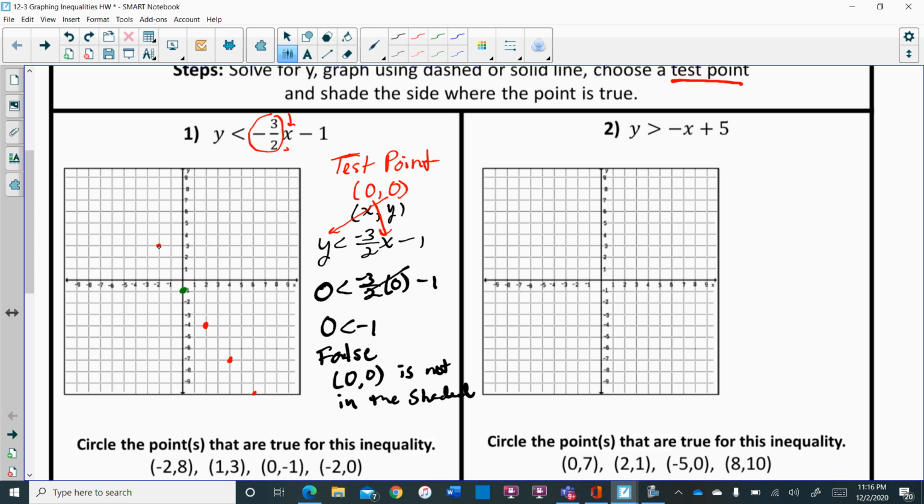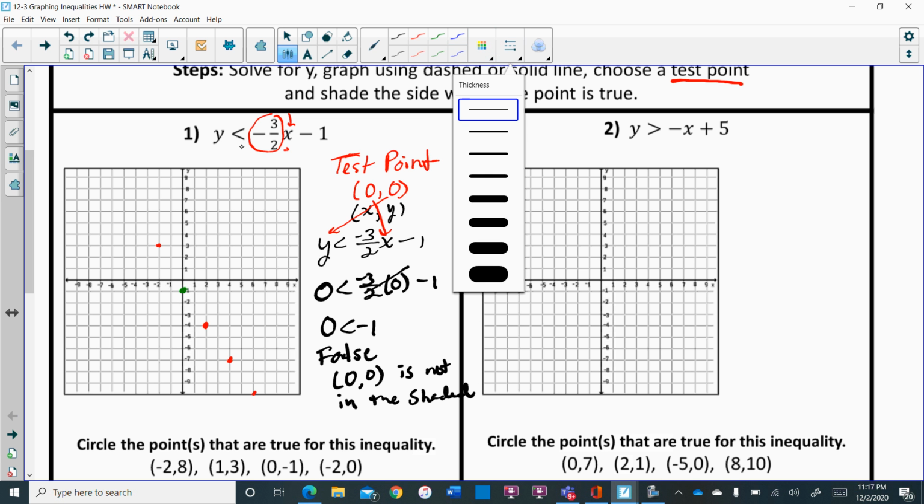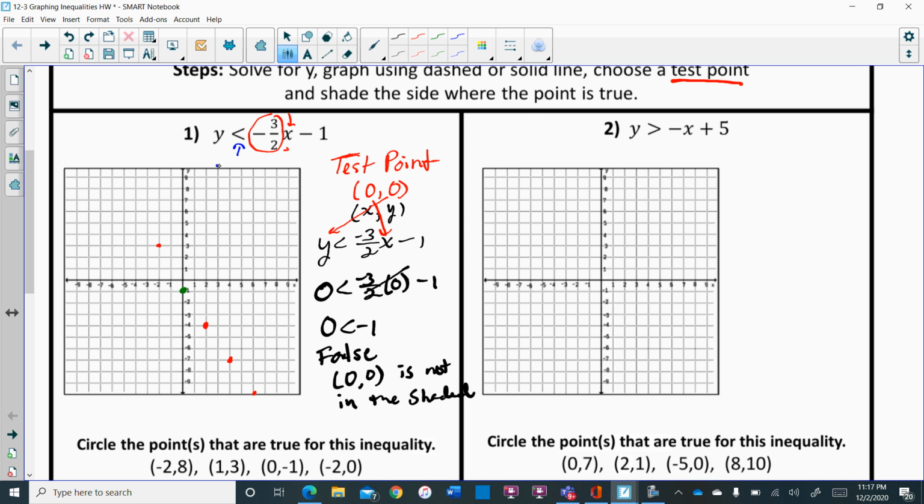There it is. Now, they want us to graph the line and show the shaded region. So I have to pay attention to the symbol here. Because I see this symbol, you have to remember that's going to be a dash line, and it's going to be below because it's less than.